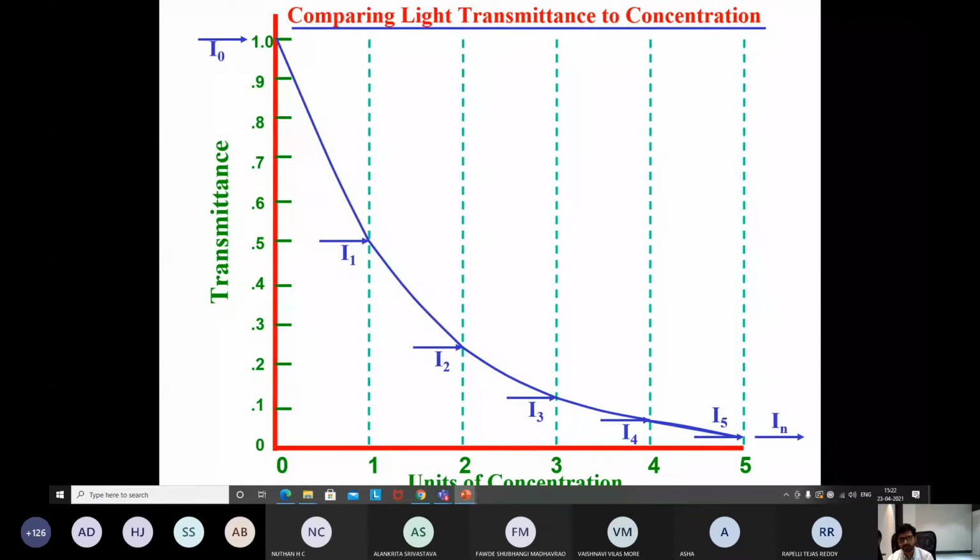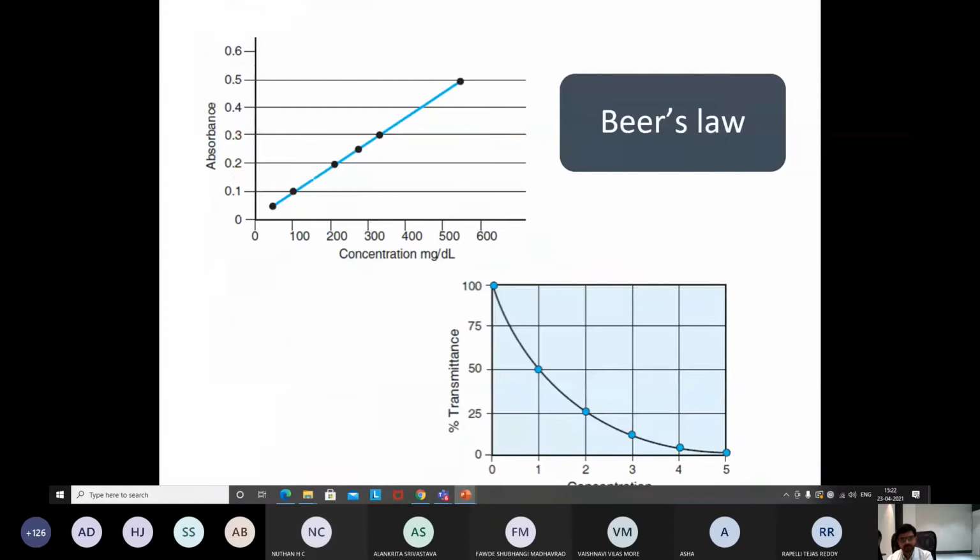Absorbance is directly proportional to the concentration of substance. So this is the Beer's law. Suppose 100 mg per dl of glucose is there. This absorbance will be here. It is 0.1. So for absorbance there are no units. Only for concentration we will be mentioning the units.